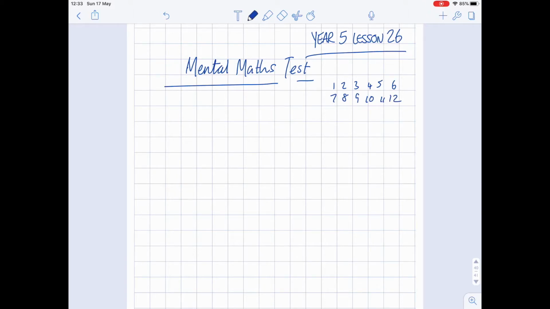Okay then, so question 1. What is 60 multiplied by 20? So think about how we do that using known multiplication facts. 60 multiplied by 20. Question 2. Add together 112 and 19.